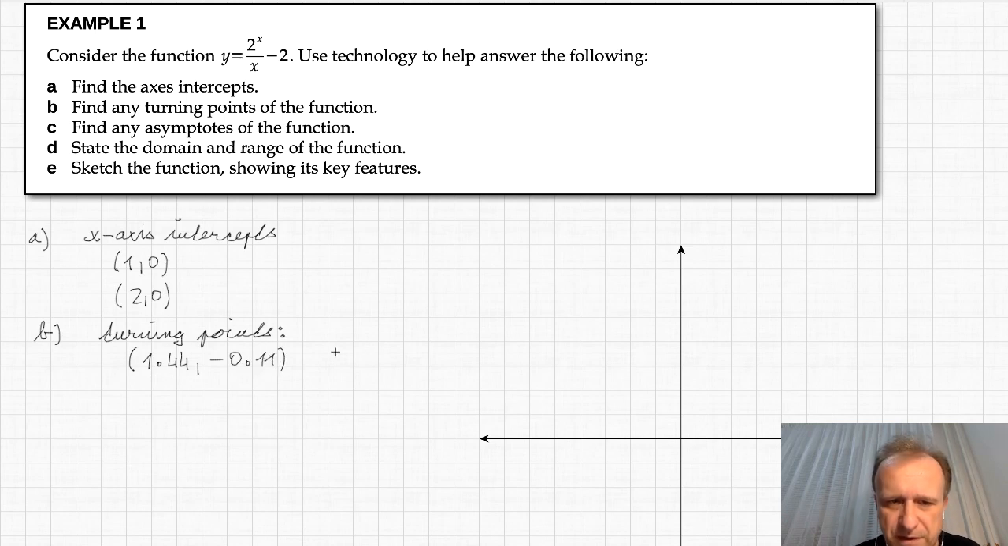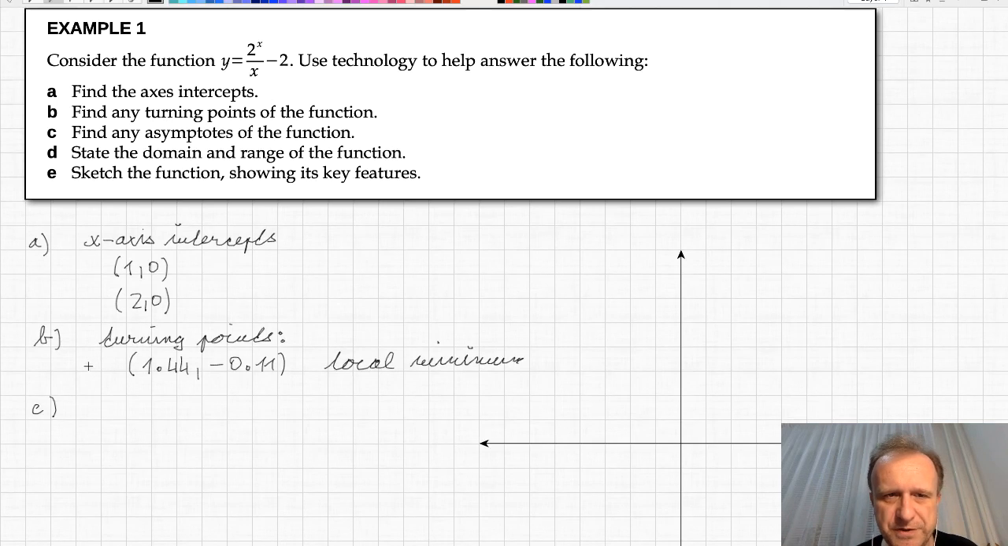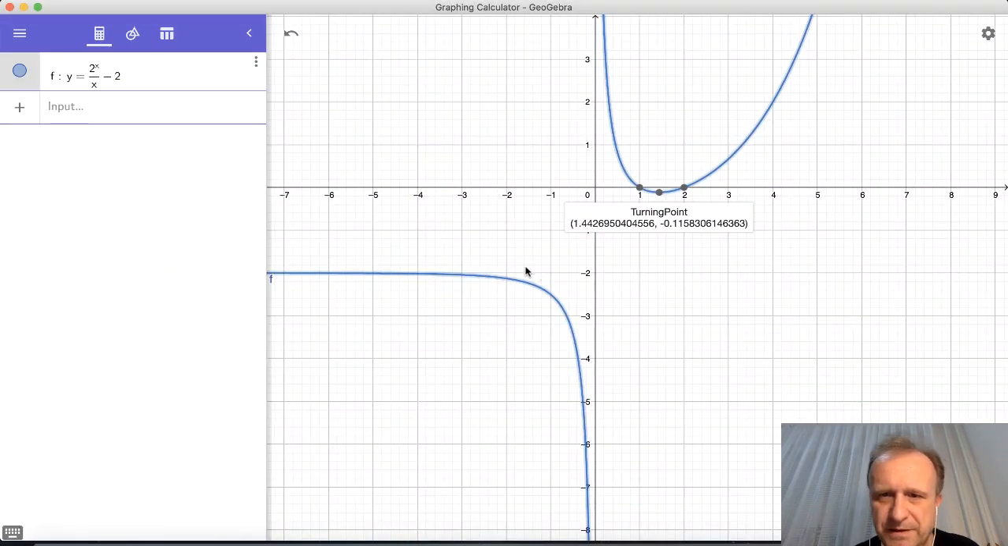There was the local minimum in the function. Okay. Now in part C, find any asymptotes of the function. So let me go back. You see that there is the vertical asymptote, and it's the y-axis itself, and there is the horizontal asymptote passing through negative 2, because as x approaches negative infinity, y approaches negative 2 from below.